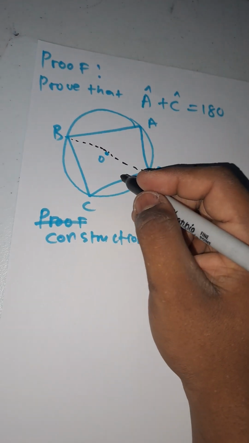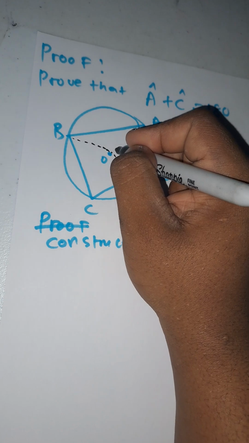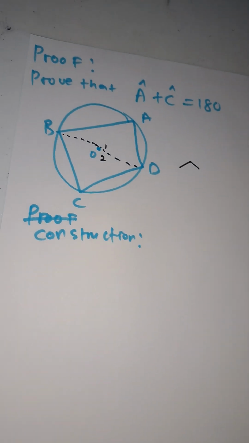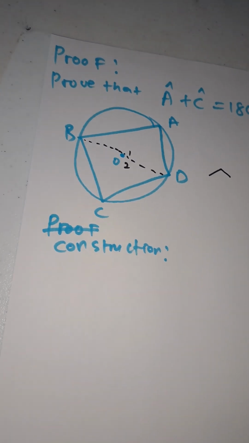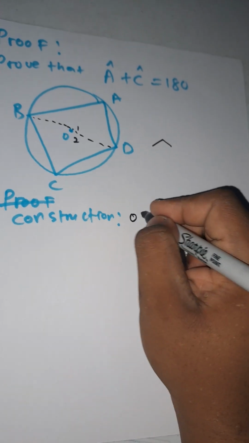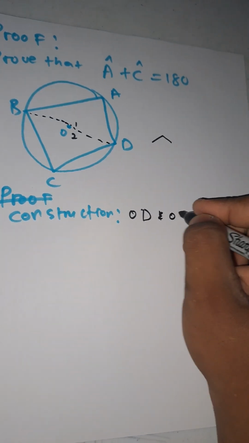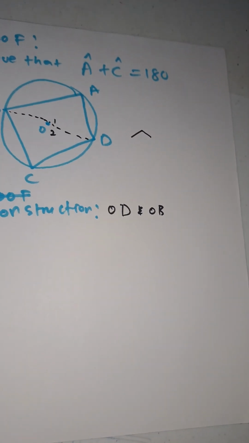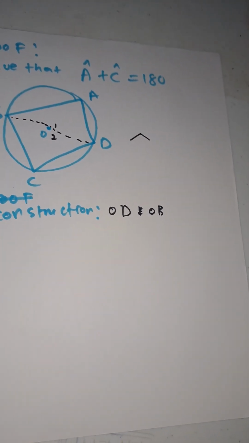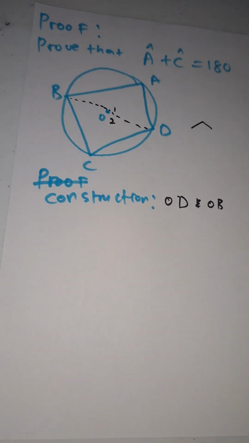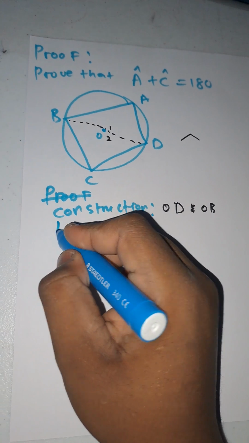Okay, so I will have to label this one O1 and O2, right? So now let's continue. Since I have done my dotted line, I can say construction: it will be OD and OB. Okay, so now let's go to my proof.